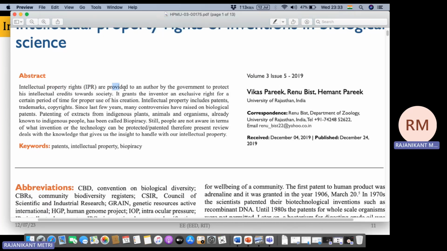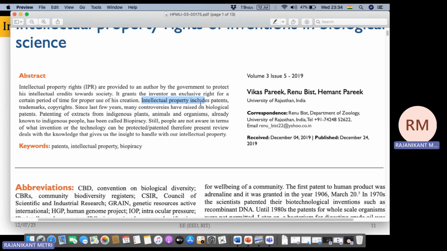Intellectual property rights are provided to an author by the government to protect his intellectual rights towards society. It grants the inventor an exclusive right for a certain period of time for proper use of his creation. It is different for different rights: a patent has a different validity, design has a different one, and the terms are different.